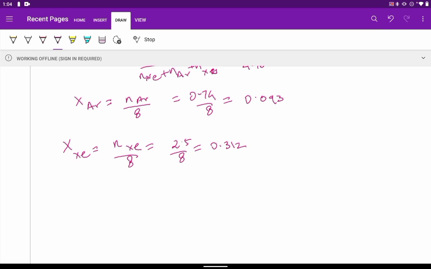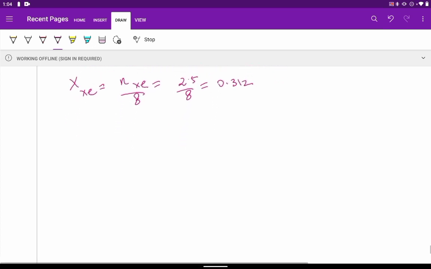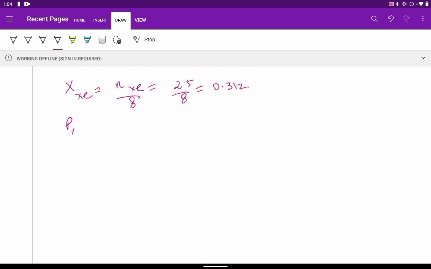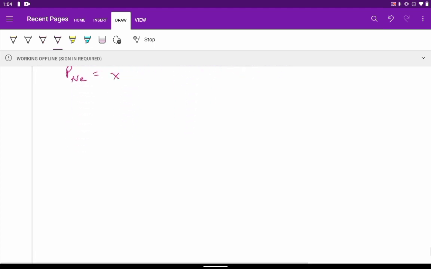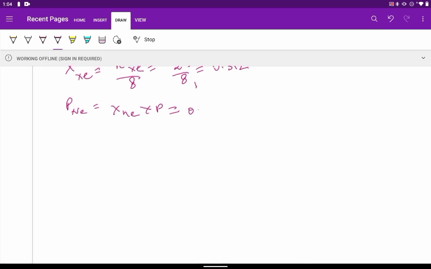So we can calculate the partial pressures by multiplying with the total pressure. So partial pressure of neon will be, we got it as 0.595, that is the mole fraction. That will be equal to mole fraction of neon into total pressure. That will be 0.595 into 2. That comes out to be 1.19 atmospheres.